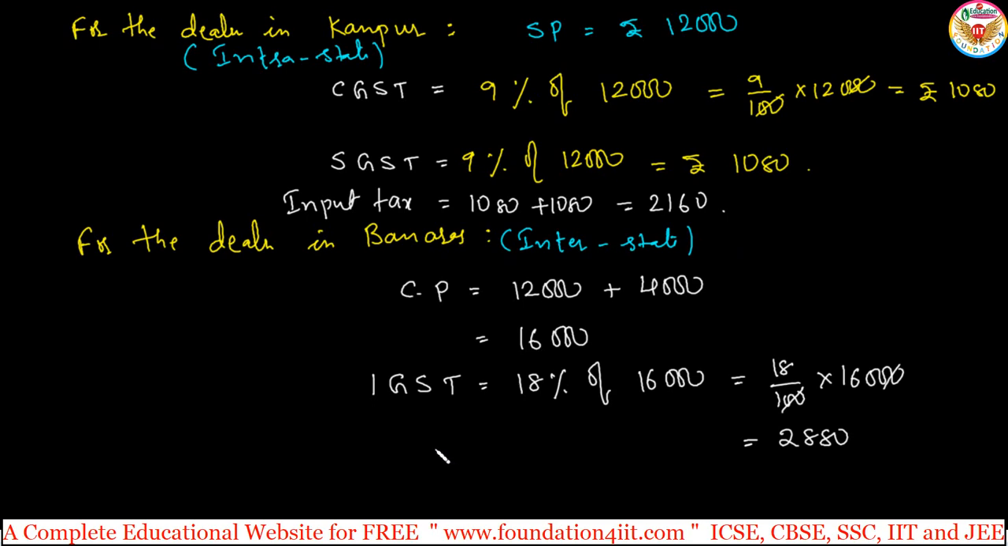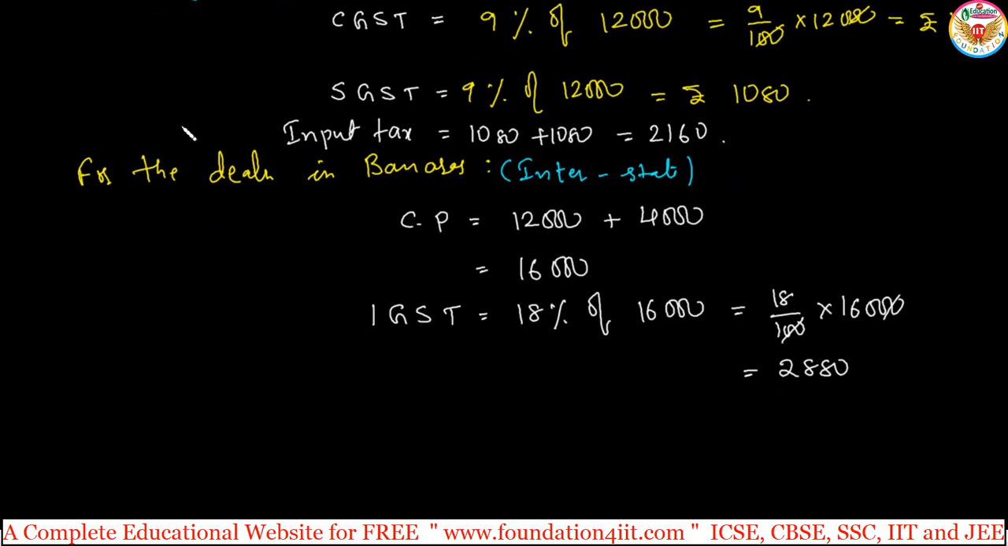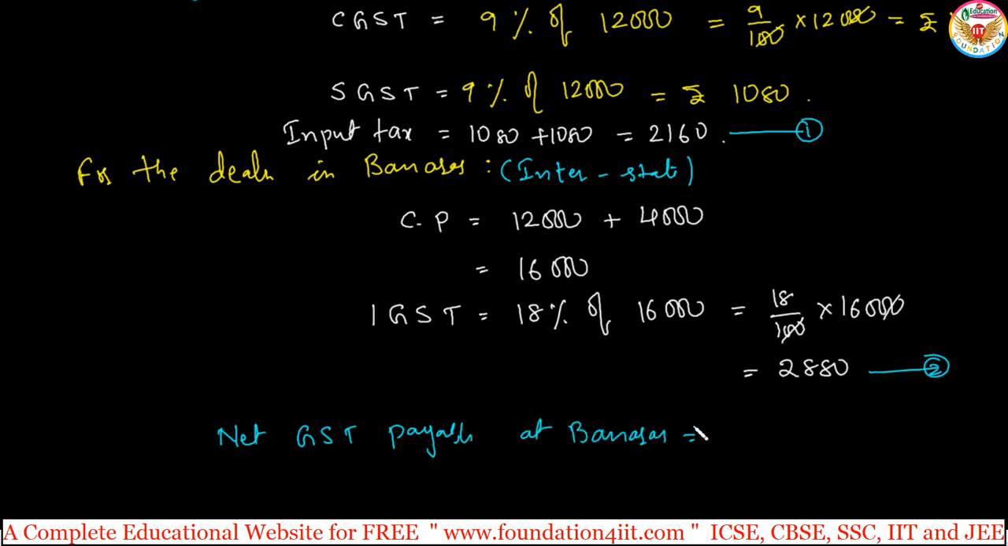So the net GST payable at Banaras from both of these, let this be 1 and this 2, the two cases. Therefore net GST payable at Banaras is output GST minus input tax credit. So the input tax credit is this, and finally 2,880, so we'll get the tax liability in this case: 2,880 minus 2,160, that is rupees 720.